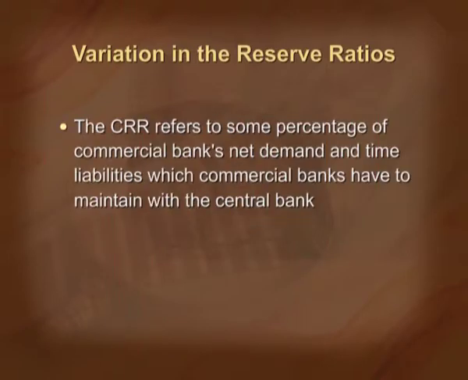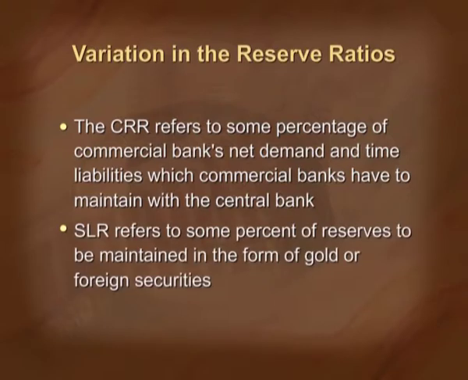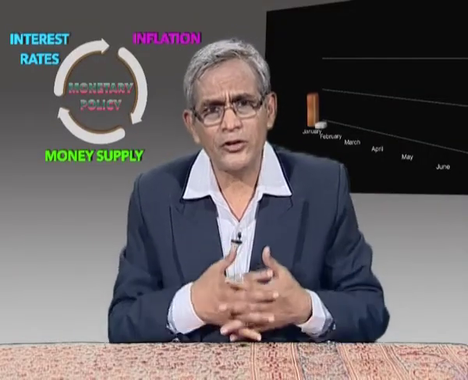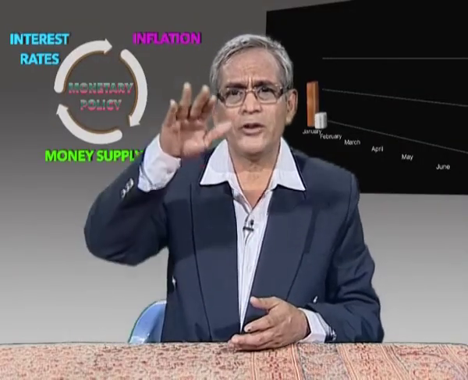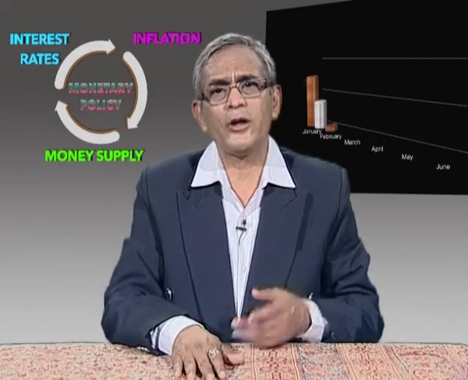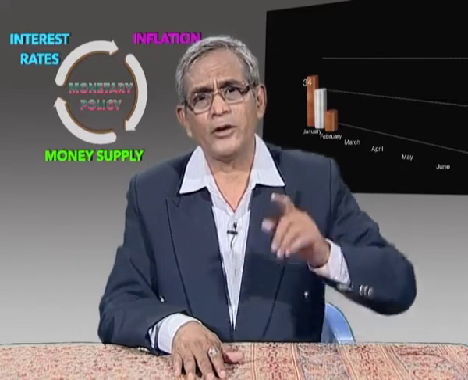The CRR refers to some percentage of commercial banks' net demand and time liabilities which commercial banks have to maintain with the central bank. The statutory liquidity ratio refers to some percentage of reserves to be maintained in the form of gold and foreign securities. However, during the recession, it lowers the percentage of reserve ratios, making more cash reserves available for credit expansion.